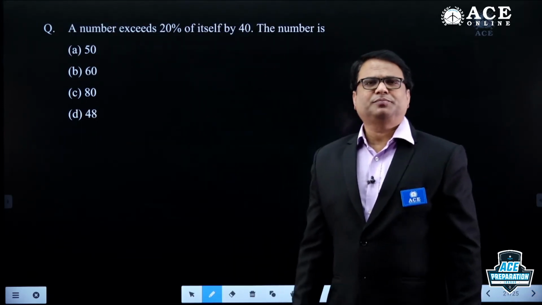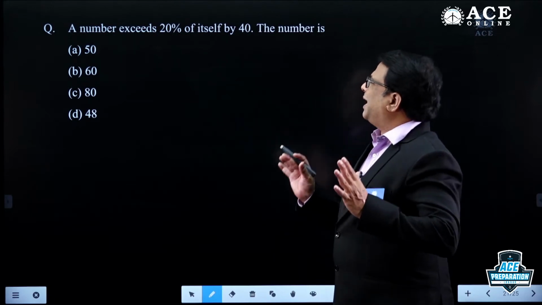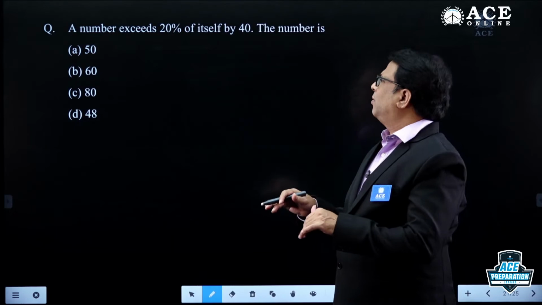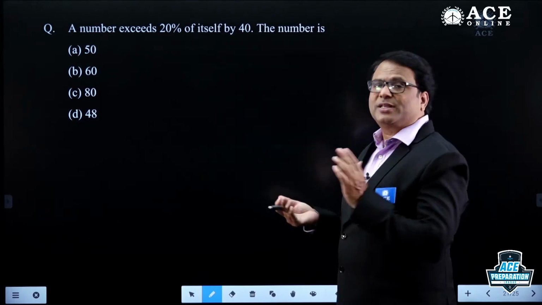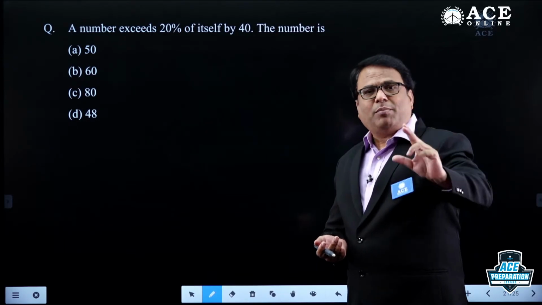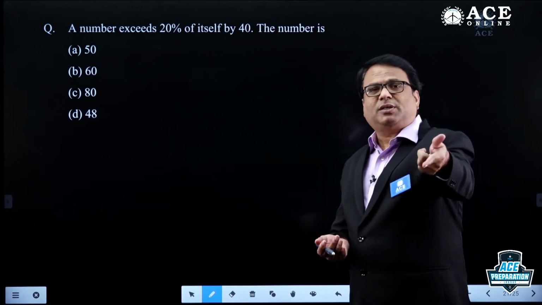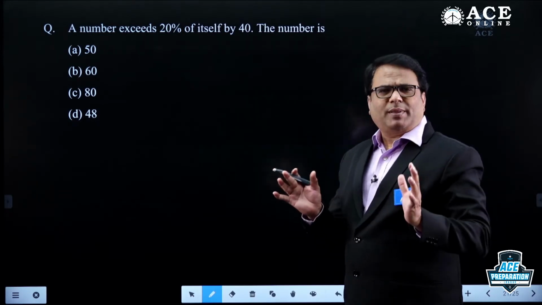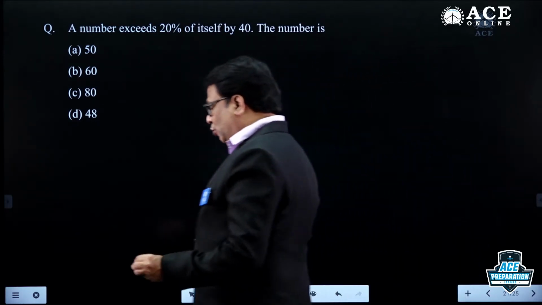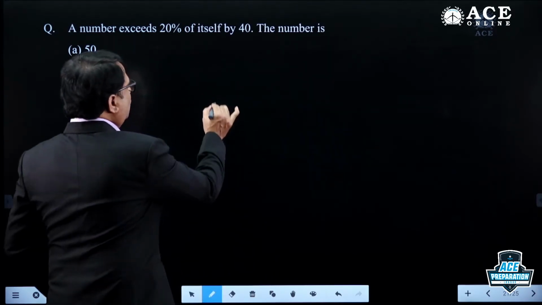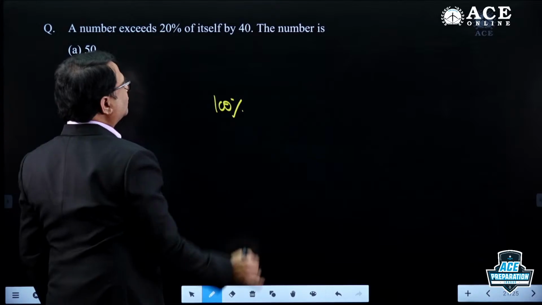The next question. A number exceeds 20% of itself by 40. What is the number? So, a number exceeds means more. A number is more than 20% of itself by how much? 40. What is the number? That is the question. Now, I told you original number is always taken as 100%.